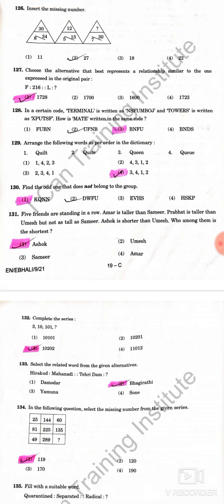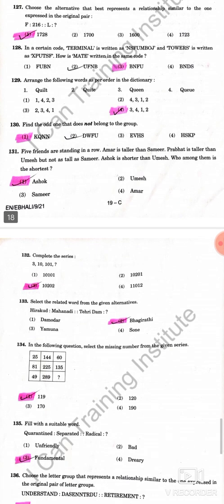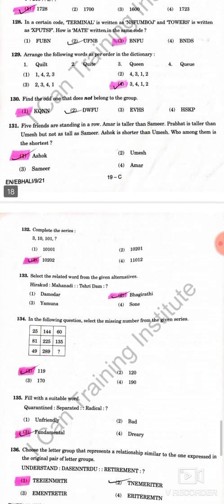Question number 129. Arrange the following words as per order in the dictionary. First, quit; second, quite; third, queen; and fourth, Q. And the answer is option number 4. Question number 130. Find the odd one that doesn't belong to the group. And the answer is option number 1.